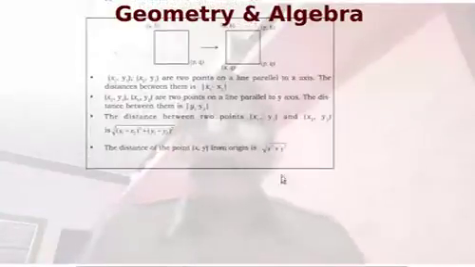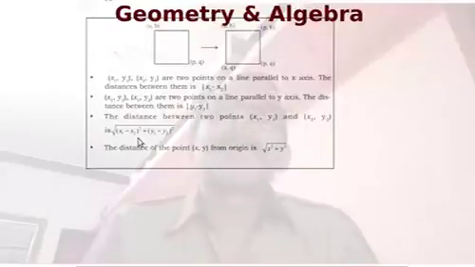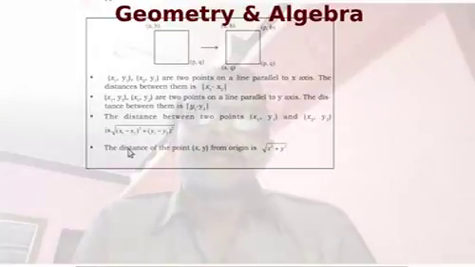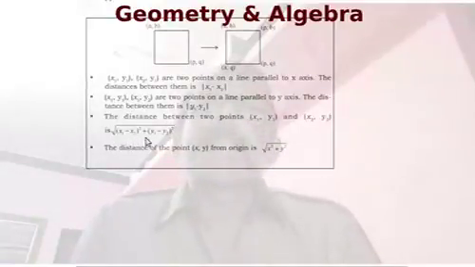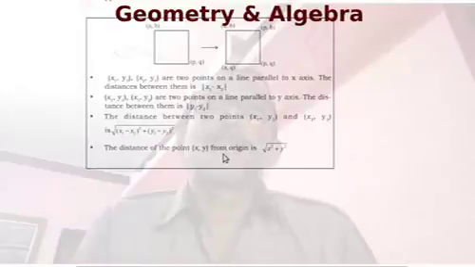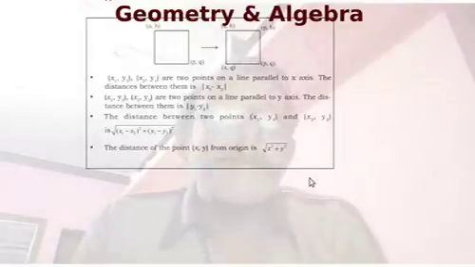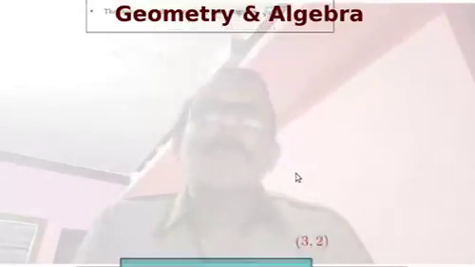Okay. Then we learned about the distance formula. It is very important. There will be problems using this formula, so you must learn it thoroughly. The distance between two points with coordinates (x1, y1) and (x2, y2) is the square root of (x1 minus x2) whole square plus (y1 minus y2) whole square.